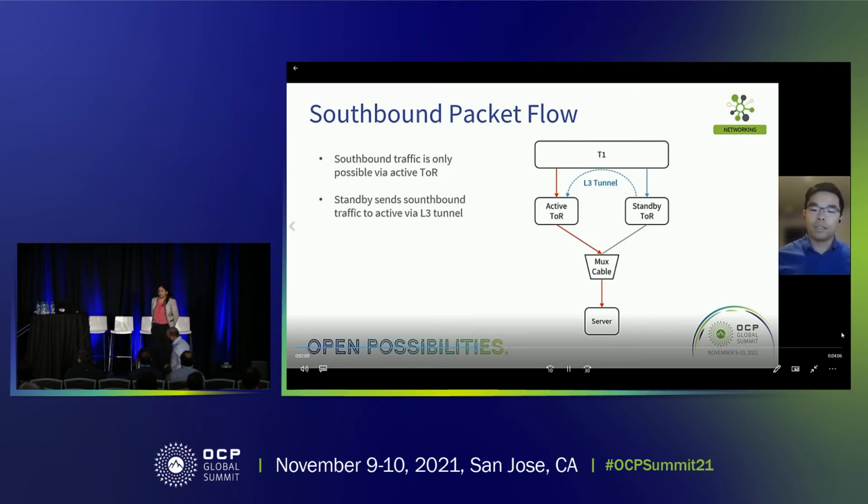If the packet happens to land on the active TOR, then it can be forwarded to the server normally. If the packet happens to land on the standby TOR, the standby must send it to the active TOR to be forwarded. This happens via an L3 tunnel that is configured between the standby and the active TOR. Once the packet lands on the active TOR, it can then be forwarded normally.